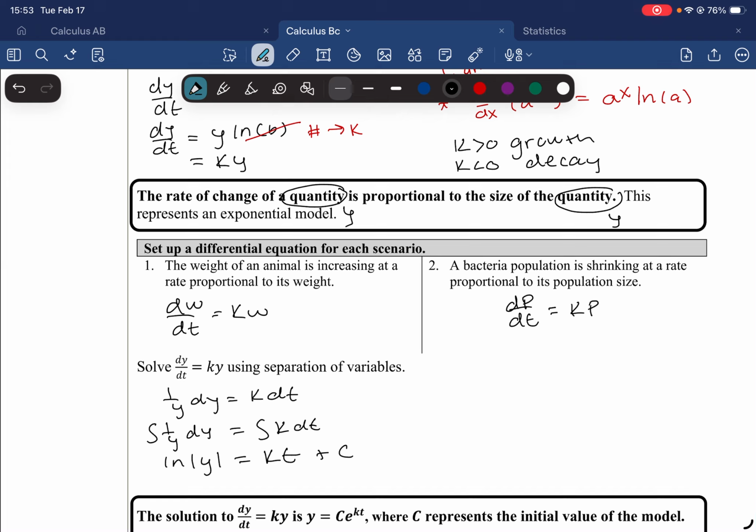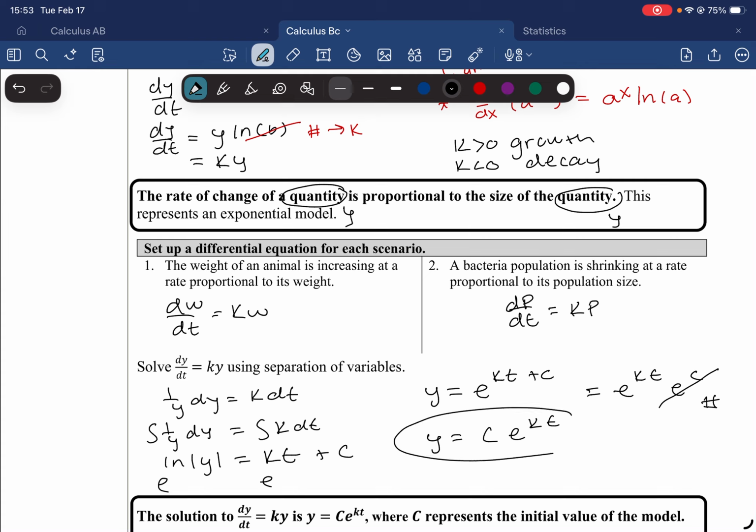Then in order to get rid of the natural log, we're going to take the exponential of both sides. That leaves us with y is equal to e to the kt plus c, which is equal to e to the kt times e to the c, which gives us c times e to the kt, because e to the c is just some value. It's a number, so I could just create that as a constant and put it in front of the exponential function. So this right here is actually going to represent our solution to the differential equation, where c is going to represent some initial value.